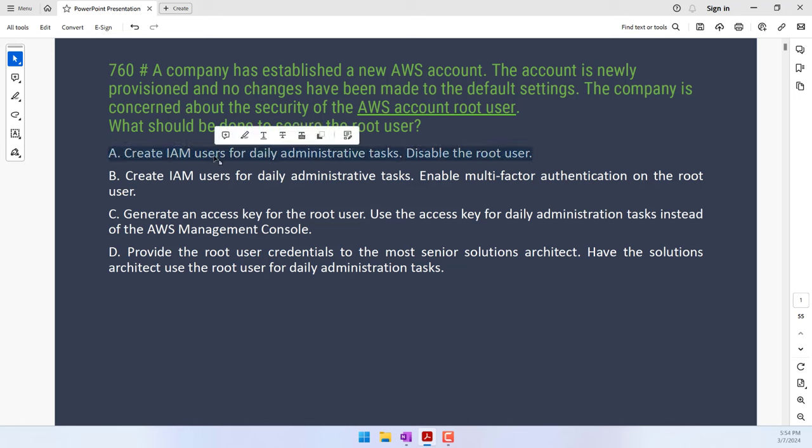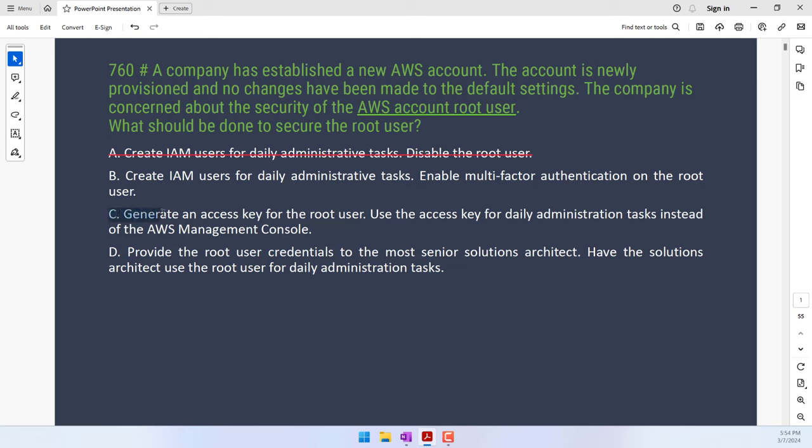Okay, so let's look at option A. Create IAM users for daily administrative tasks, then disable the root user. Disabling the root user is a good practice, but it's important to have it enabled with MFA for emergency access, because there are certain types of tasks only a root user can do. So if you disable the root user, how are you going to do that? You cannot. So for that reason, complete disabling might cause issues in case of account recovery. Hence, that's not the right option.